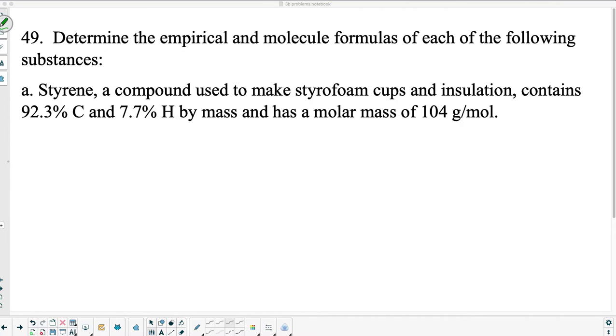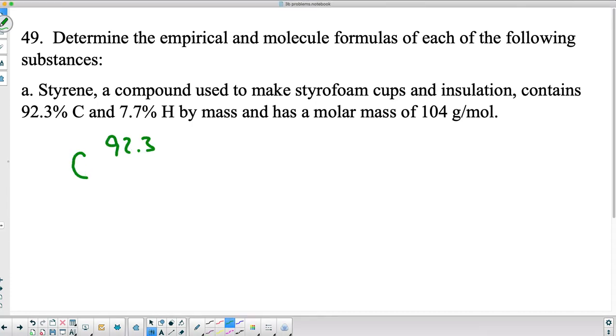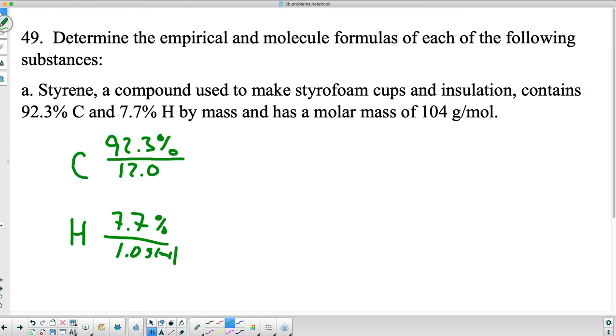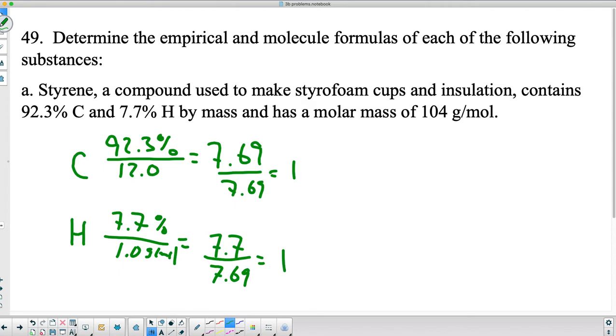Okay, so the first thing I do to find the empirical formula is I list the percents that I have for each one. So for carbon here, I have 92.3%, and for hydrogen, 7.7%. My first step is to divide by the atomic mass for each one of these, which is 12.0 for carbon and 1.0 for hydrogen. So 92.3 divided by 12 is 7.69. Notice that for hydrogen it's 7.7. Now I divide both of these like this. I get 1 and 1. Okay. Now 1 and 1 means that my empirical formula is literally CH.